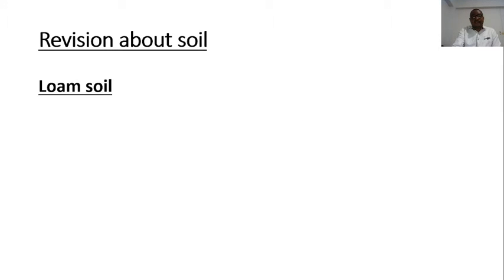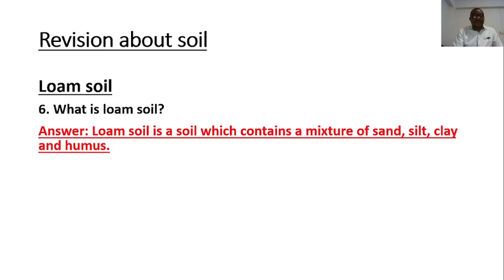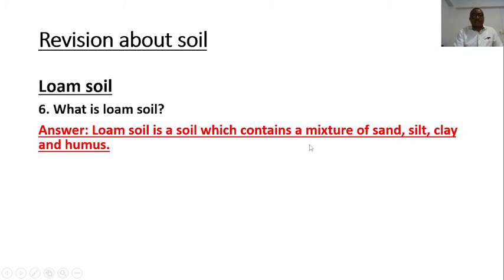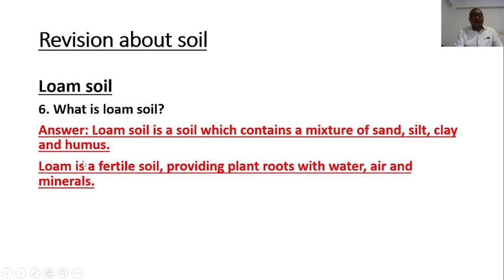Next is loam soil. Now what is loam soil? Loam soil is a soil which contains a mixture of sand, silt, clay, and humus. So that means that loam soil has all these 3 particles of soil plus humus. Now I want you to know that loam soil is a fertile soil. It is very fertile, whereby it provides plant roots with water, air, and minerals. So this is what we mean by loam soil.